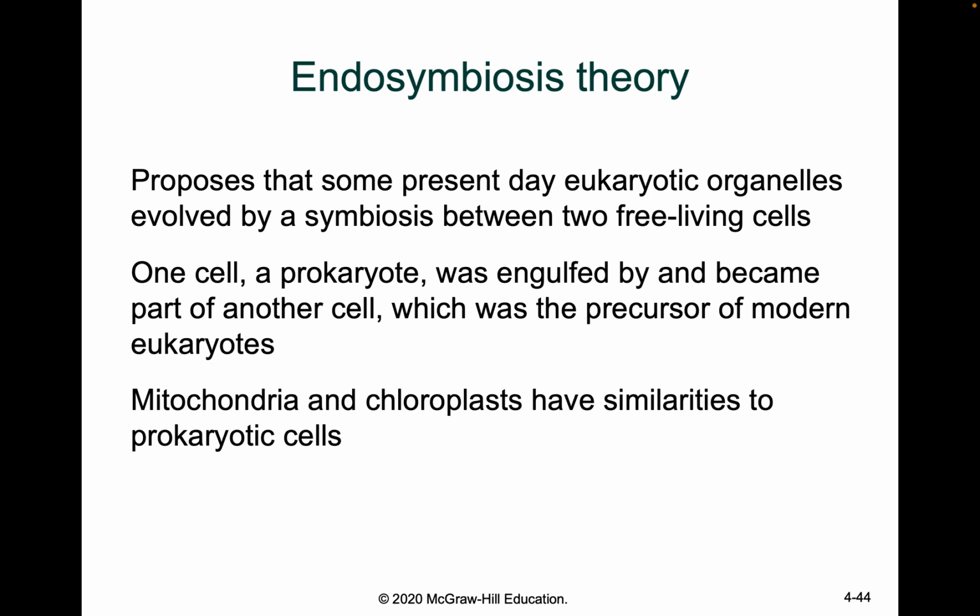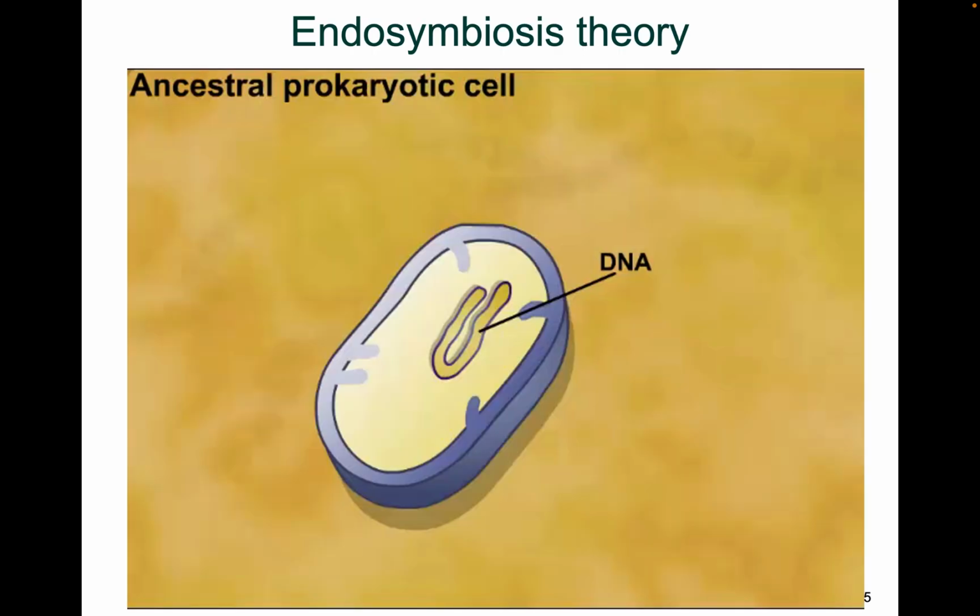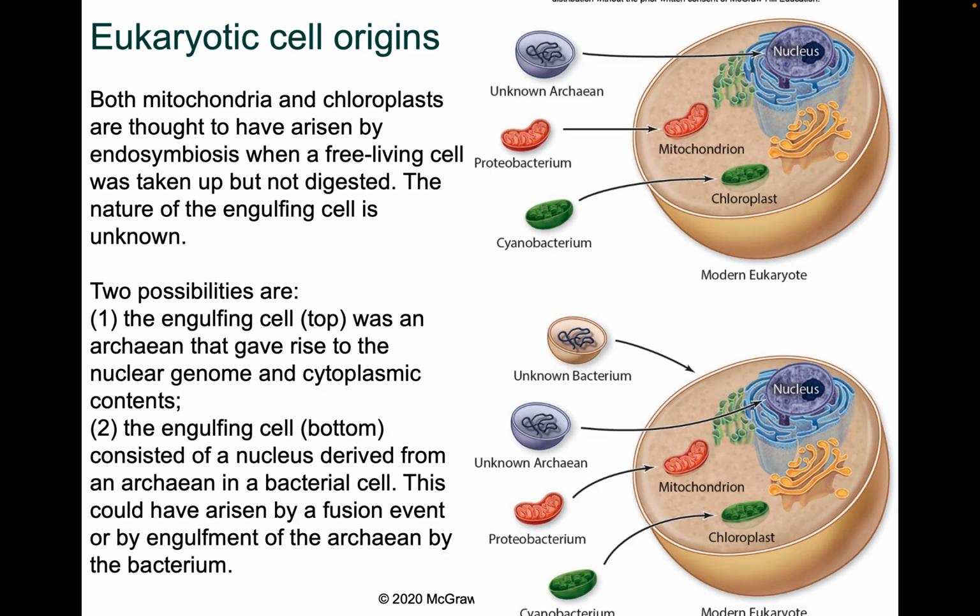So it proposes that some present-day eukaryotic organelles evolved by a symbiosis between two free-living cells, meaning that a eukaryotic cell that has these very advanced organelles, it's most probably because of two free-living cells that came together and basically joined these organelles together. So you have one big cell that has these advanced organelles together. So what it basically means is that you have a cell that engulfs another cell to give more organelles to one cell. So that's what we're trying to say. There is basically one cell that's engulfing another to incorporate this newly added organelle.